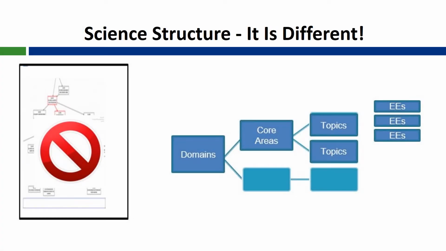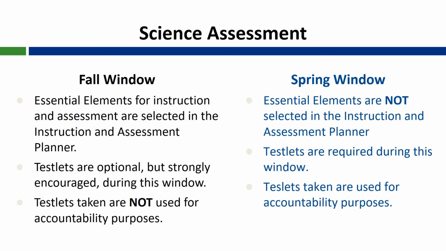Notice that science does not have a learning map, and the structure for science is different than ELA and math. Science does not use major claims or conceptual areas. Instead, it uses domains, core areas, and topics. Science does have essential elements, just like ELA and math, that align to grade level standards. The DLM science assessment differs from the ELA and mathematics assessment also in a very important way.